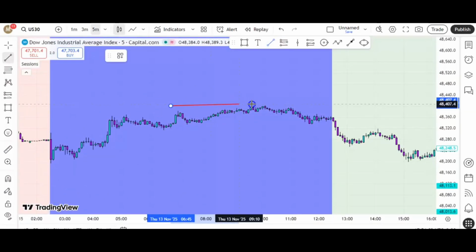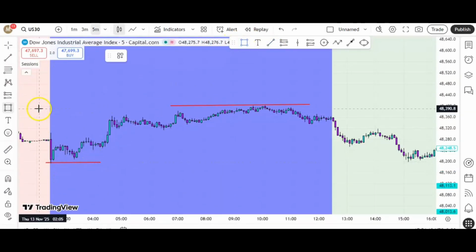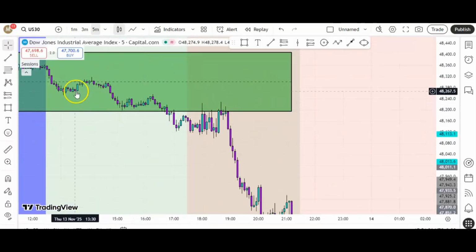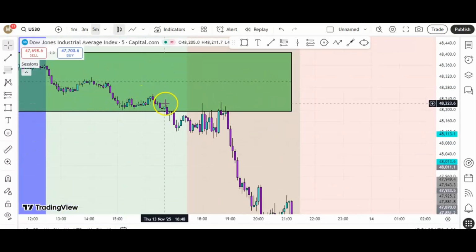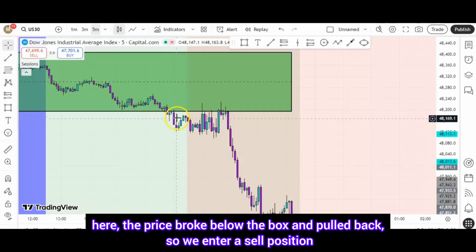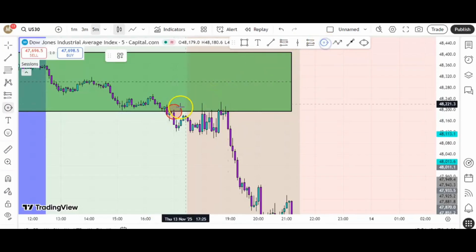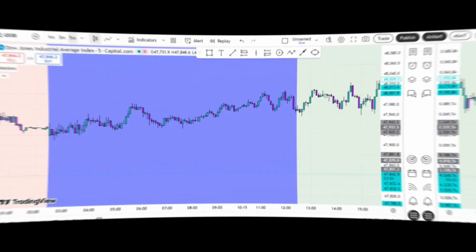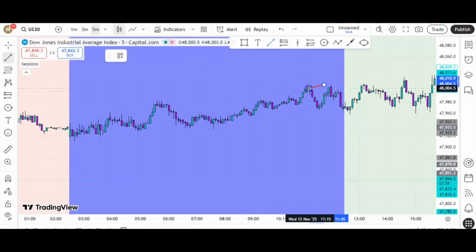We draw the Asia box. Here the price broke below the box and pulled back, so we enter a sell position. We draw the Asia box.